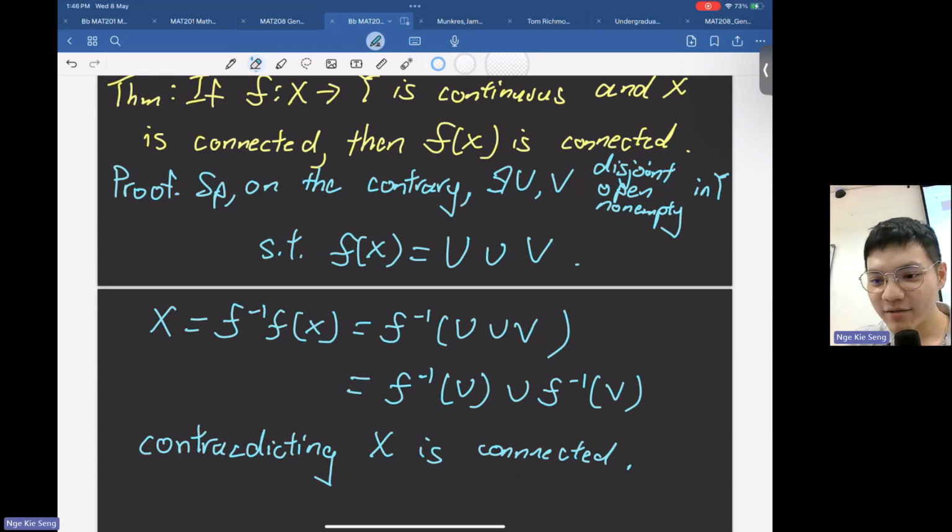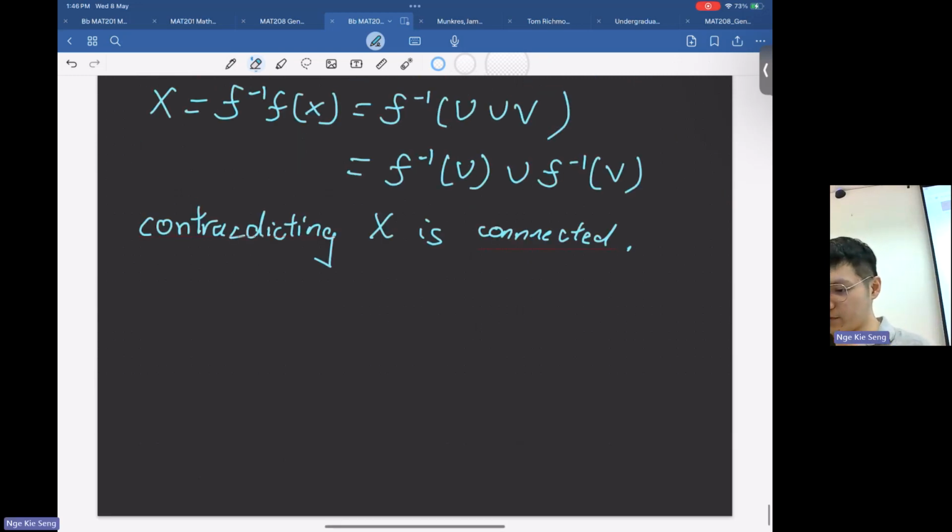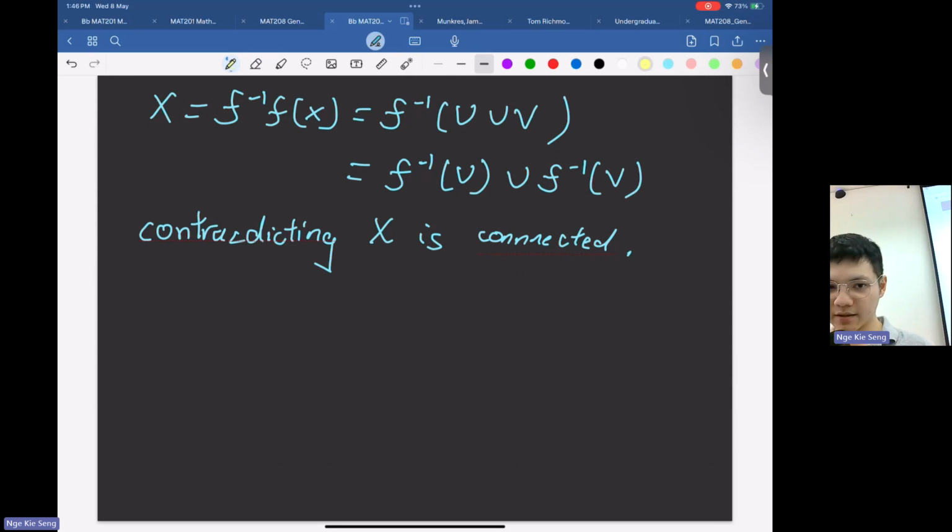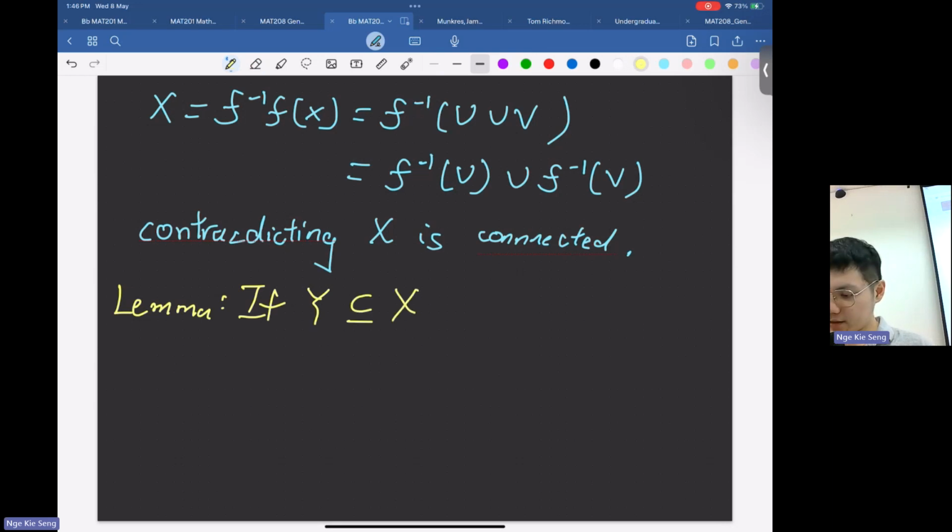Okay, what else? What time? Four more minutes. So maybe let's prove one more before we leave. So what property do we want to prove here? Let's look at this property. Maybe we don't have time to prove it. So how to decide a space is connected? So here is the lemma. If Y is a subspace of X, so here it is a subspace, not just a subset.